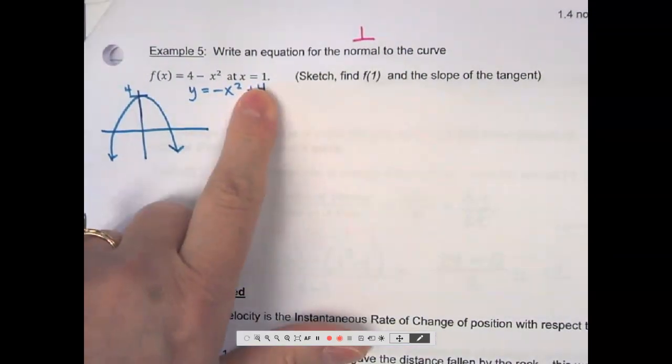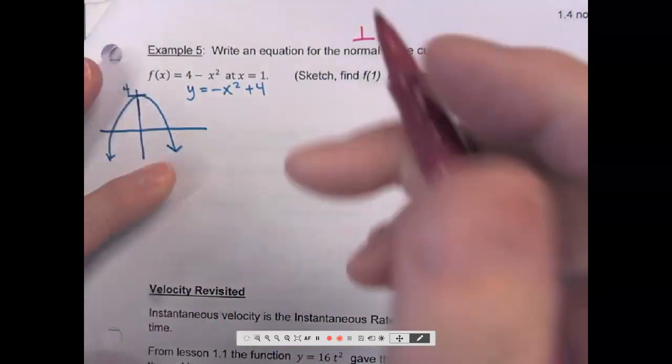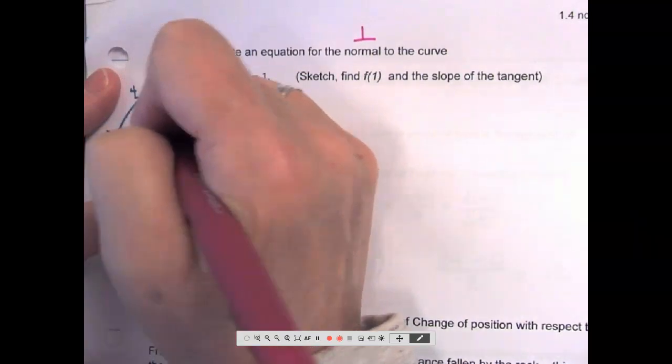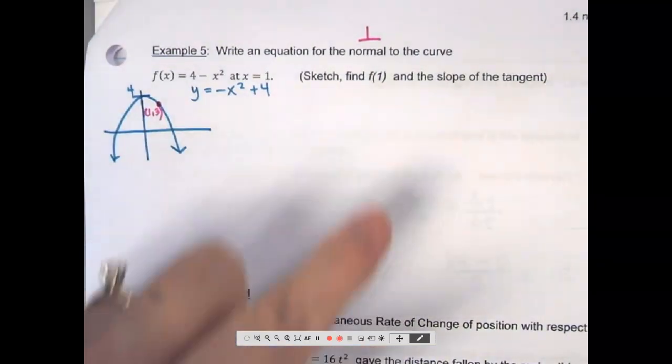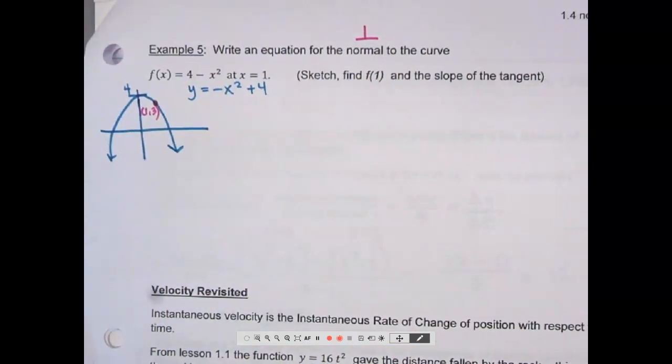We're interested in x equals 1. Okay, well when x is 1, what is the y value? Yeah, plug it in. 3. So that means there's an ordered pair 1, 3 on this graph. And that's the point I'm interested in. Okay, so what I want to do is find the equation for the perpendicular line to the tangent line there.